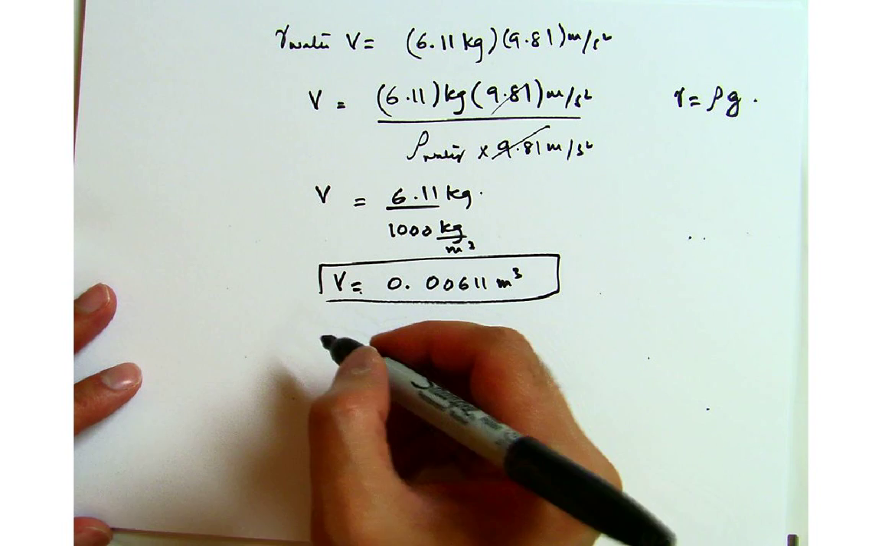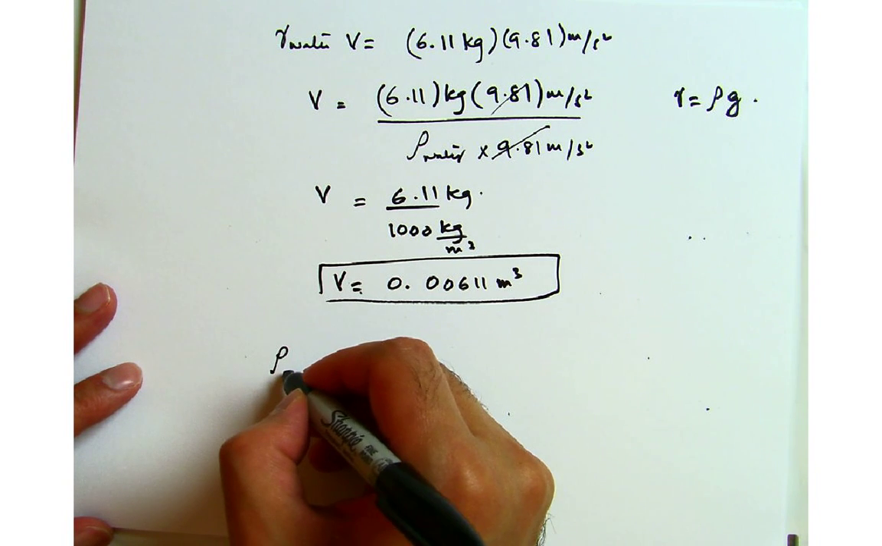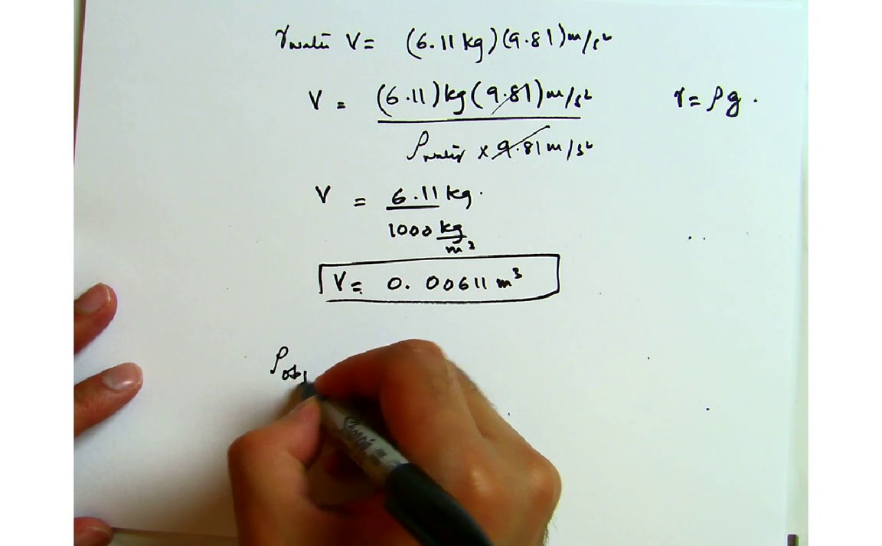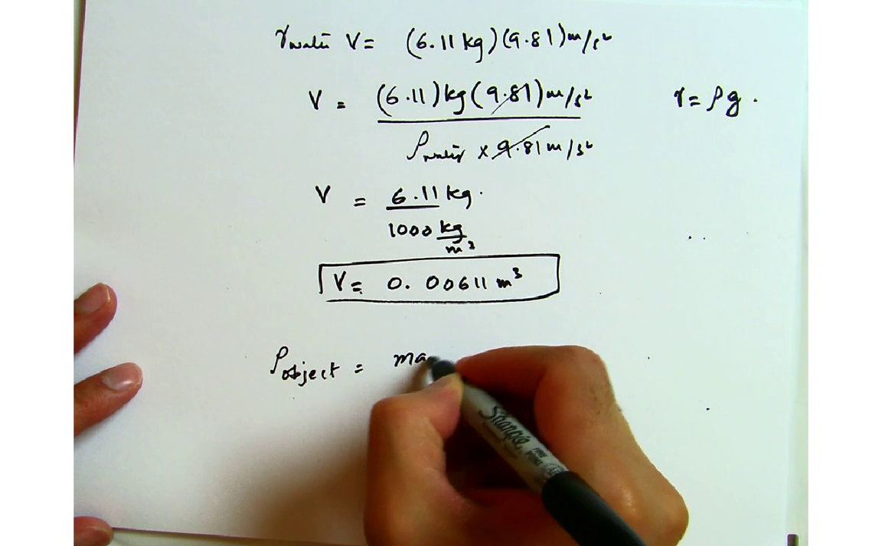And in a similar way, I can find the density of this object. The density of this object is equal to mass over volume.